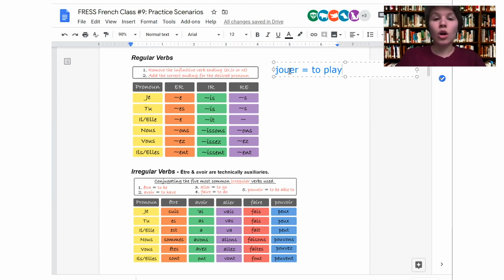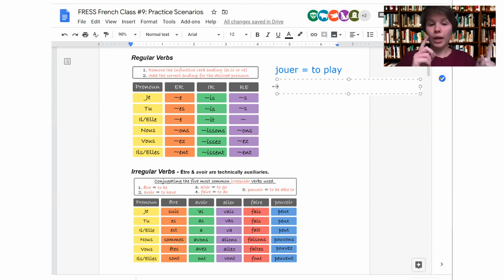So this is a perfect example. It's got an ER at the end. You can see the termination, as we call it, is ER. And so it fits into the first group of regular verbs. Don't worry if this doesn't make too much sense. It will presently. So if we look at our table, you've got je, tu, il, elle, nous, vous, ils, elles. And basically the way in which it conjugates, you take the first part of the word, and then you give it one of these terminations depending on the pronoun that is in front of it. So if it was je, what would come after that?